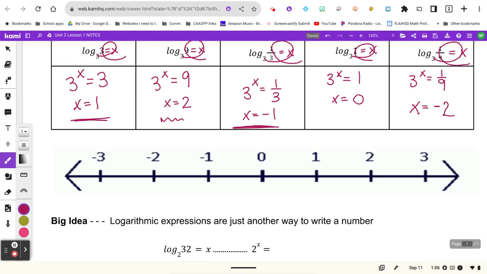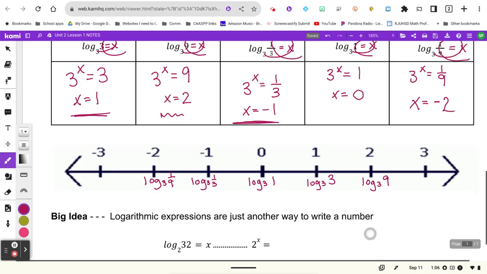And we can rewrite, and then we want to put these onto our number line. Pretty easy. So over here is going to be our first one, log base 3 of 3, because it equaled 1. We have log base 3 of 9 is equal to 2. Log base 3 of 1/3. Log base 3 of 1. And then log base 3 of 1/9.